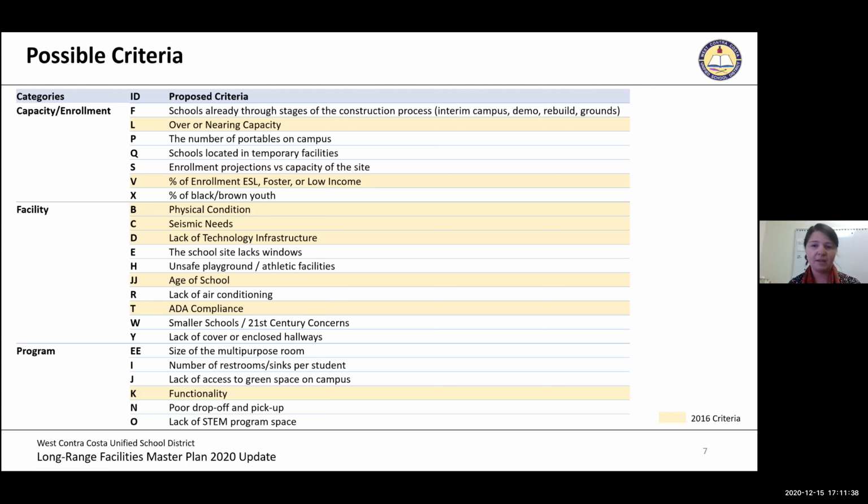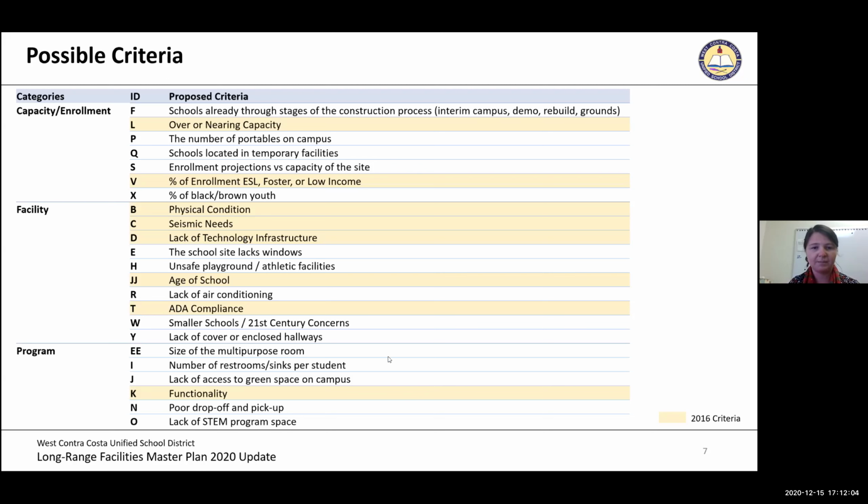We are maintaining the yellow highlight for those that were part of the original 2016 criteria. So those that are shown in white are ones that were added either by the community or the committee. So this is the core of it, right? And so I'm going to open it up to the committee now to see if anybody has the first proposed change that we could discuss.